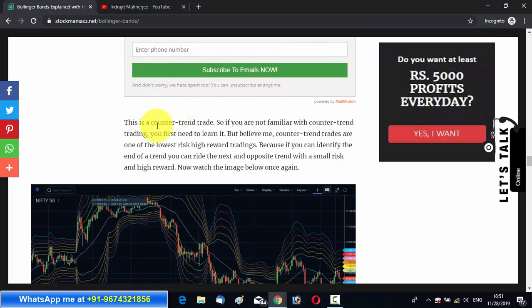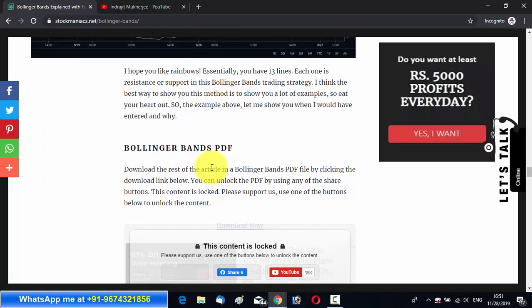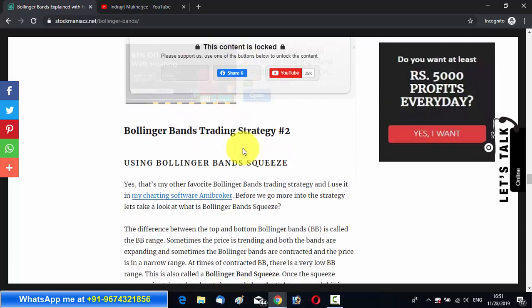So you can create multiple Bollinger Bands, and I have written an ebook on this multiple Bollinger Band strategy. This is how the structure and the system will look, and you can download the Bollinger Bands ebook PDF from here. You can come down to the blog post and download it from here. This is the download link. You just need to share it on your Facebook. If you share it, the download link will open automatically. So that's why I am not discussing this strategy over here. It is given in the PDF ebook.